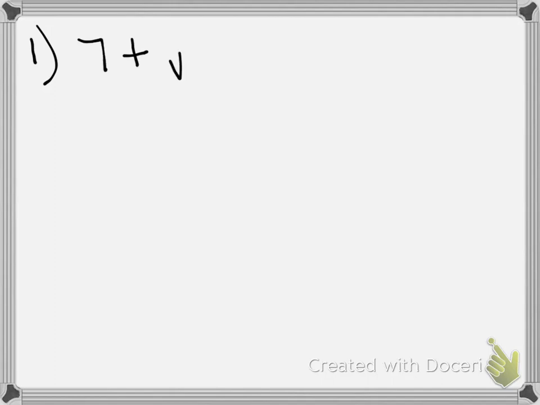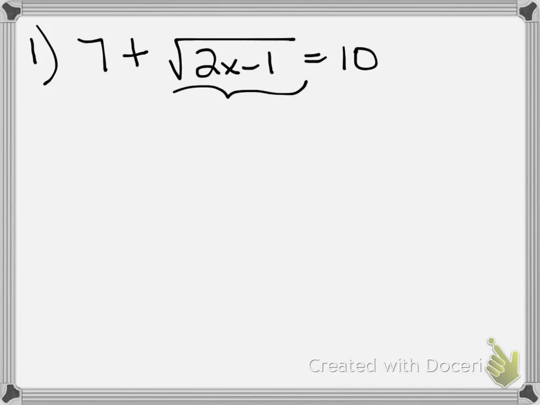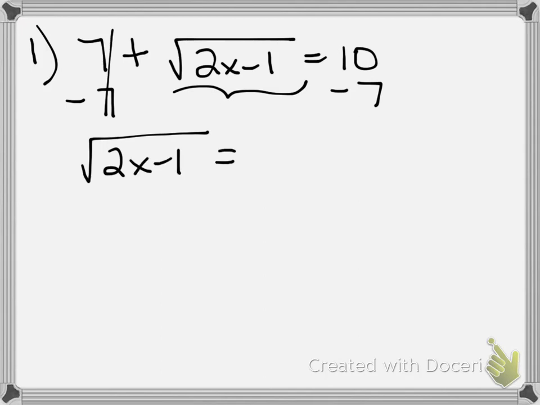I have 7 plus the square root of 2x minus 1 equals 10. Now, your number one goal, the first thing that you have to do, is isolate the radical. That means that nothing else should be on the same side of the equal sign as that radical. So if you notice the 7 right here, that needs to be moved. So I'm going to subtract 7 from both sides. So now I'm left with the square root of 2x minus 1, and that's going to equal 3. And so now this is isolated.